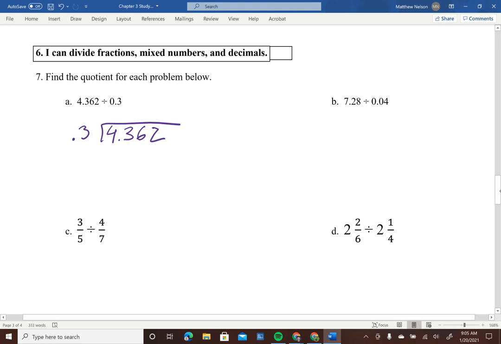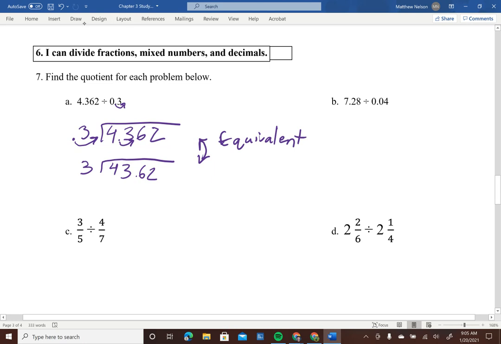Okay, so we want to make this divisor a whole number, which means we're going to need to move that decimal place over. So let's go ahead and do that. Move it one place over. What we do to the divisor, we also have to do to the dividend on the inside. So now this problem looks like 3 on the outside and 43.62 on the inside. These are equivalent problems because we moved the decimal point the same place on the outside number as the inside number.